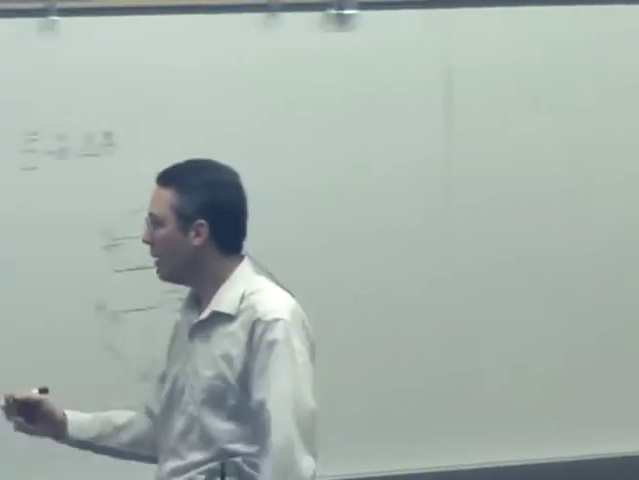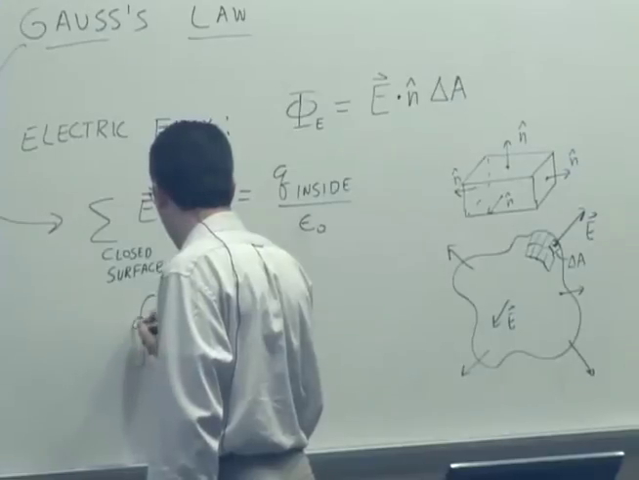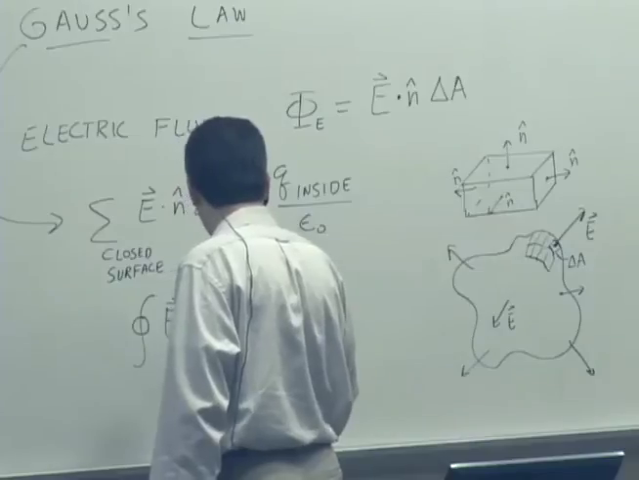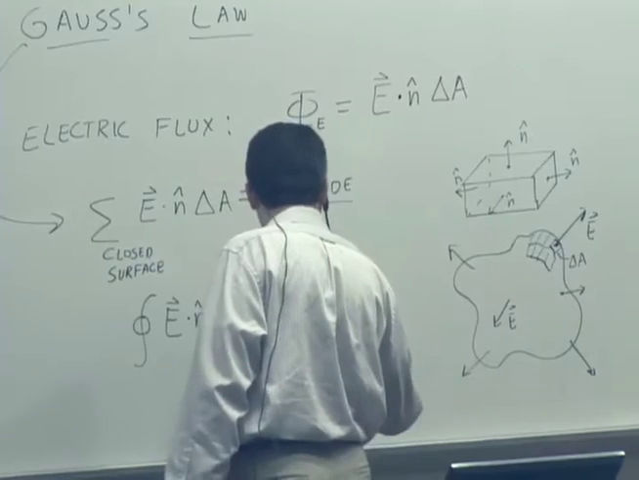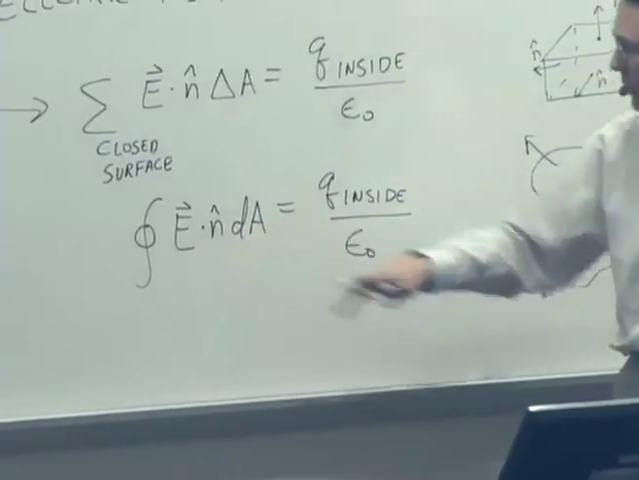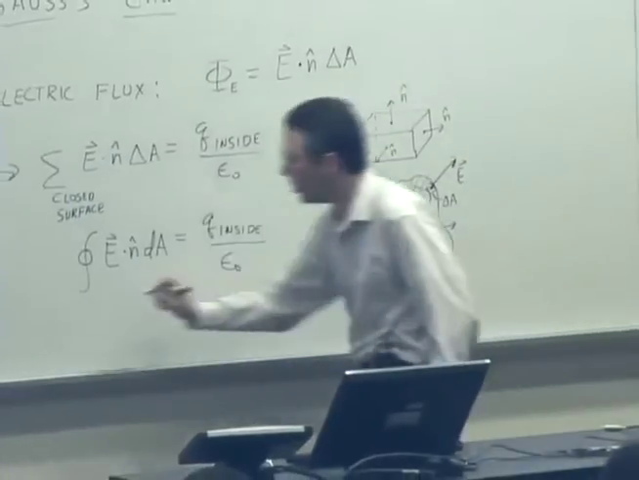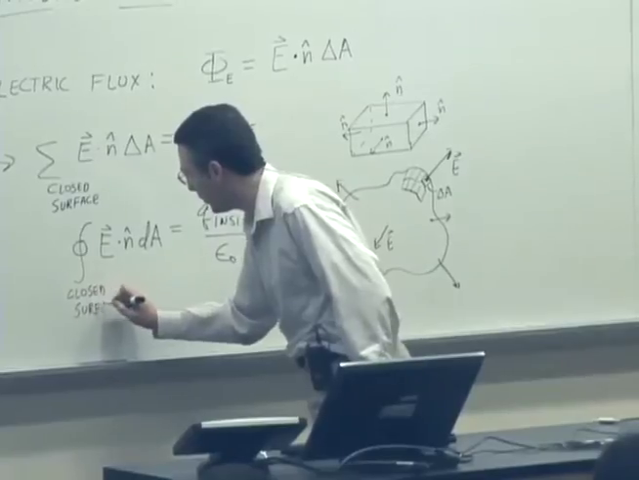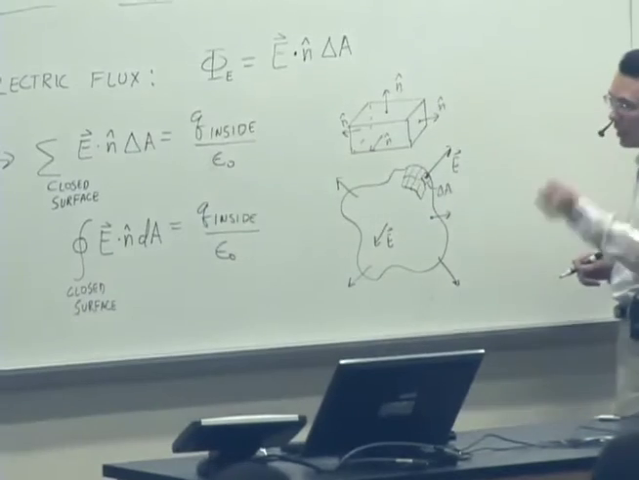If you're taking the limit essentially as these little pieces of area get smaller and smaller, then the more formal definition of Gauss's law looks like this, where the integral of the dot product of E dot n hat times the differential element of area dA, taking the integral of that over, again, a closed surface, is equal to the charge inside over this constant epsilon naught.